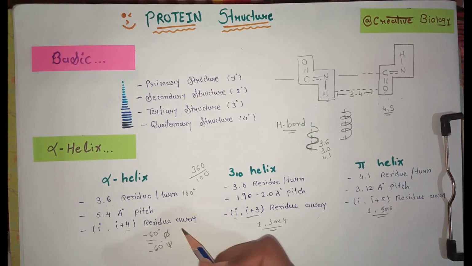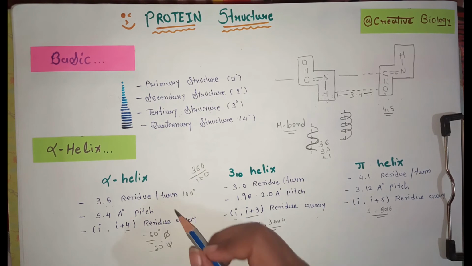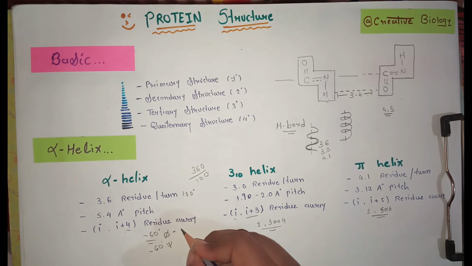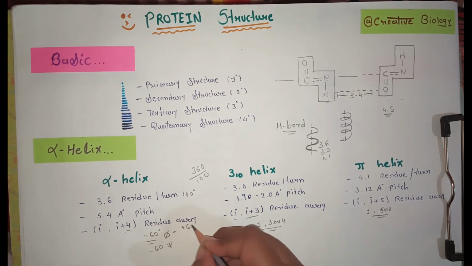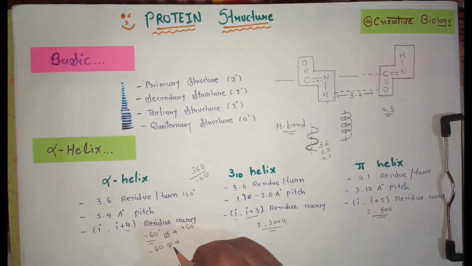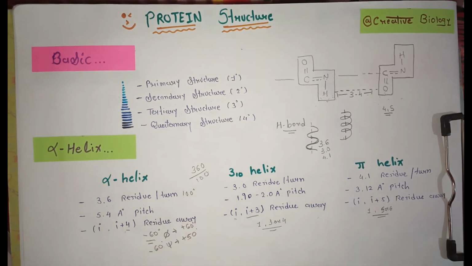But in case of the left-handed alpha helical structure, you find a phi value near plus 60 degrees. That is not an exact value; it depends upon the amino acids in the structure, but the nearby value is about plus 60. In case of the psi value, the left-handed alpha helix has a psi value near plus 50 degrees.